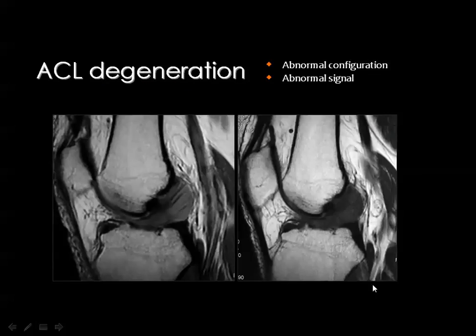This is another example, the proton density and the T1 weighted image. The intact fibers are better appreciated in the proton and T2 weighted images. The ligament is markedly swollen and is of abnormal signal. This is diagnostic of ACL degeneration.